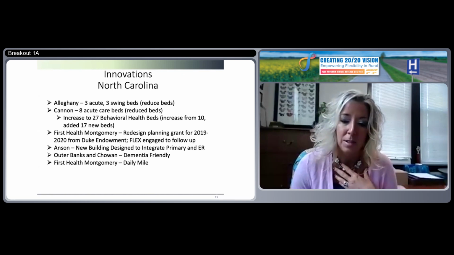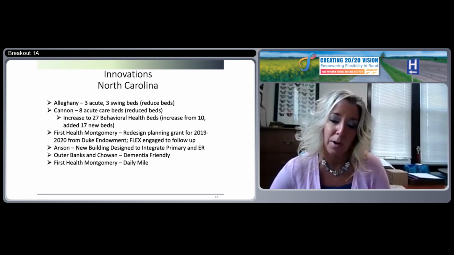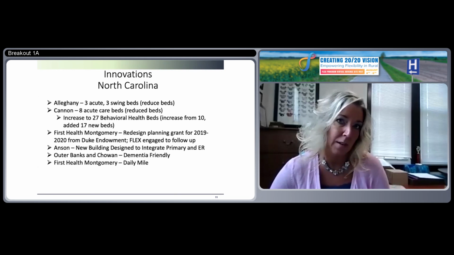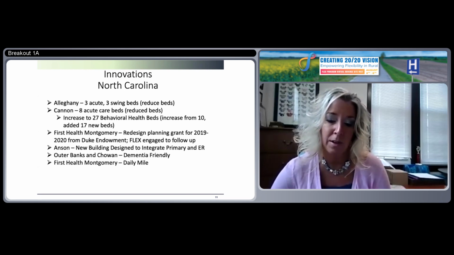All right, innovations. We have a lot of really great work we're very proud of here in North Carolina. Cannon Memorial Hospital up in the mountains got a CMS waiver to increase their bed capacity for behavioral health beds, and you can see they reduced their acute care beds, and now they have 27 behavioral health beds attached to their critical access hospital. So we're very, very excited about that.